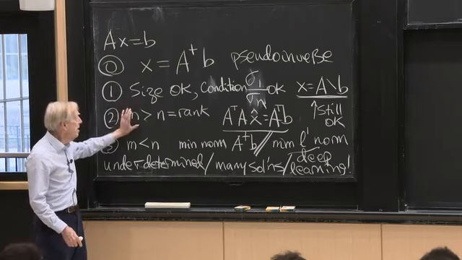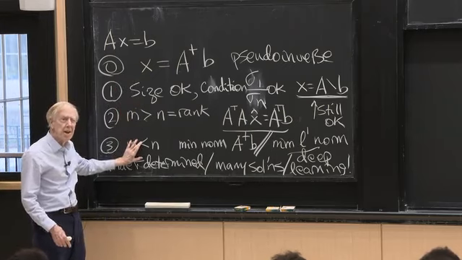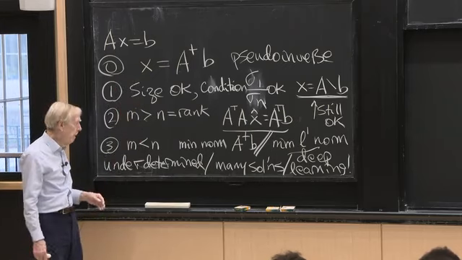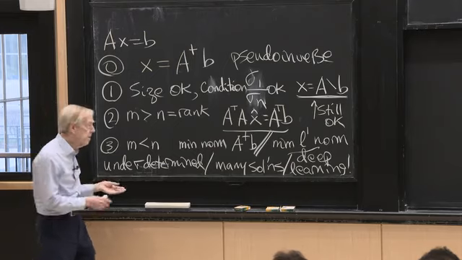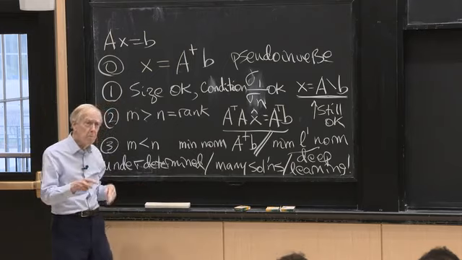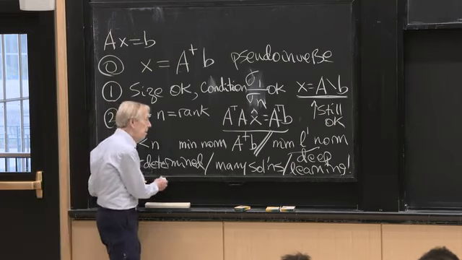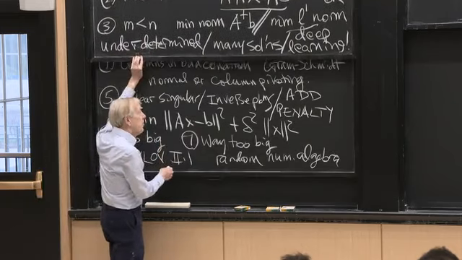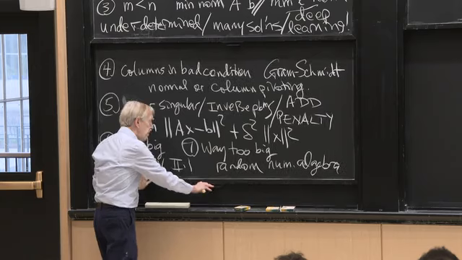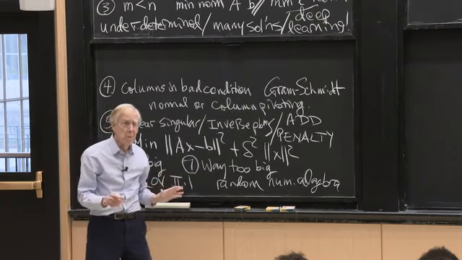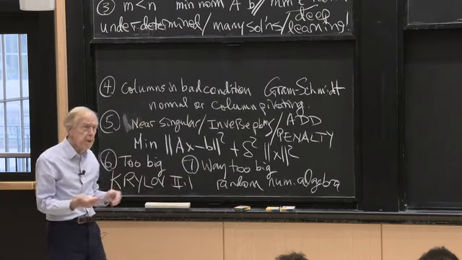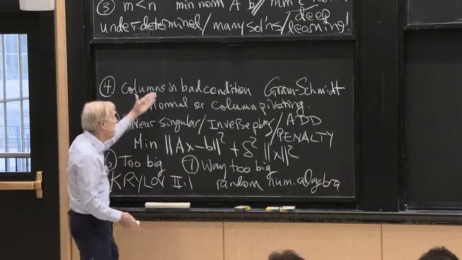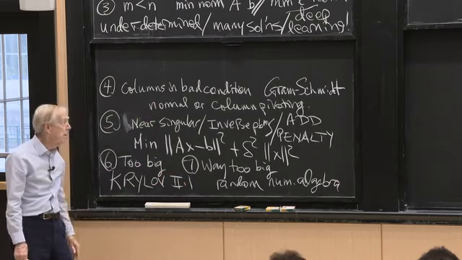M equals n, or m less than n, but not crazy. Okay, now the second board will have more difficult problems, usually because they're nearly singular in some way. The columns are nearly dependent. So that would be the columns in bad condition.